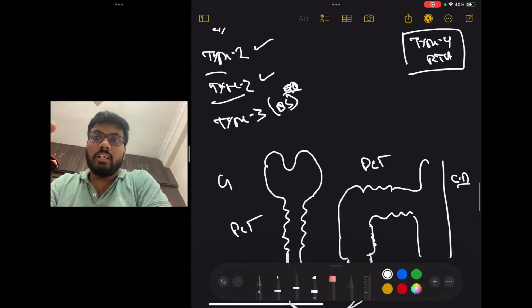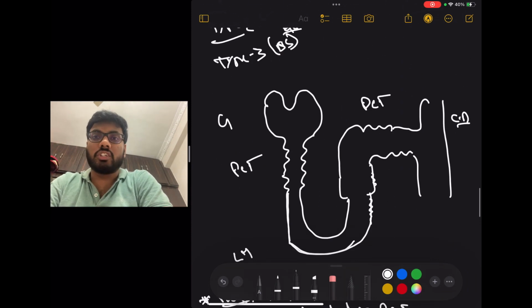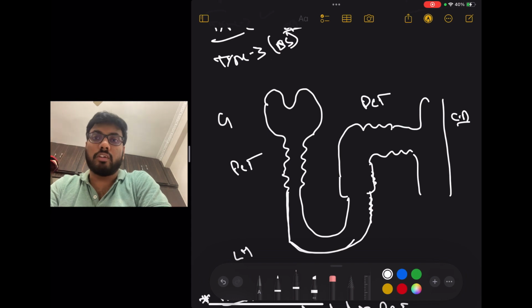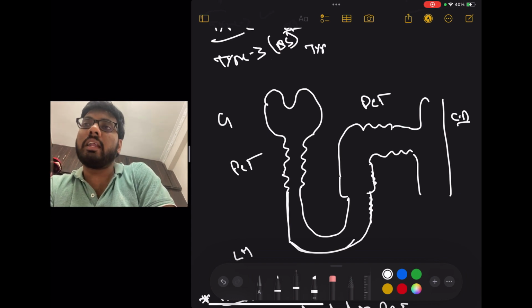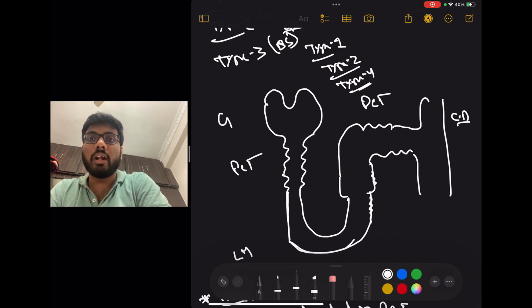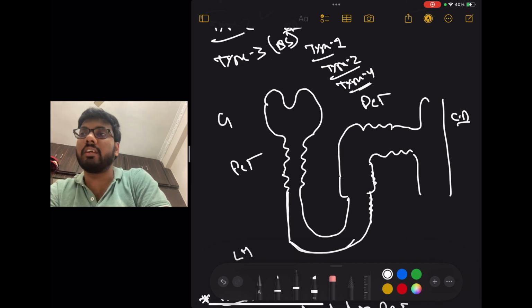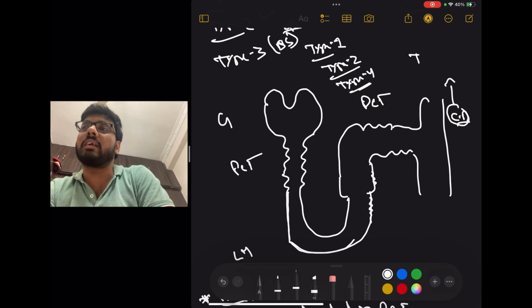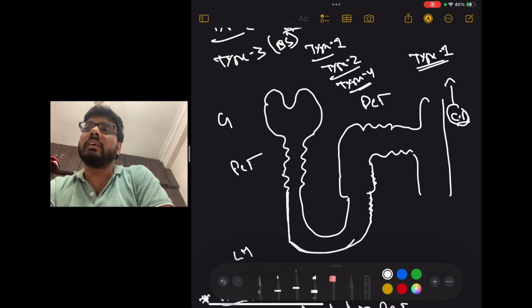So RTA is actually renal tubular dysfunction, that is defect in the different parts of the nephron. So type 1 RTA defect in which part of the nephron, type 2 RTA defect in which part of the nephron, and type 4 RTA defect in which part of the nephron, right? Type 1 RTA is also called distal RTA, that is defect in the collecting duct is type 1 RTA, right? It's also called distal RTA.